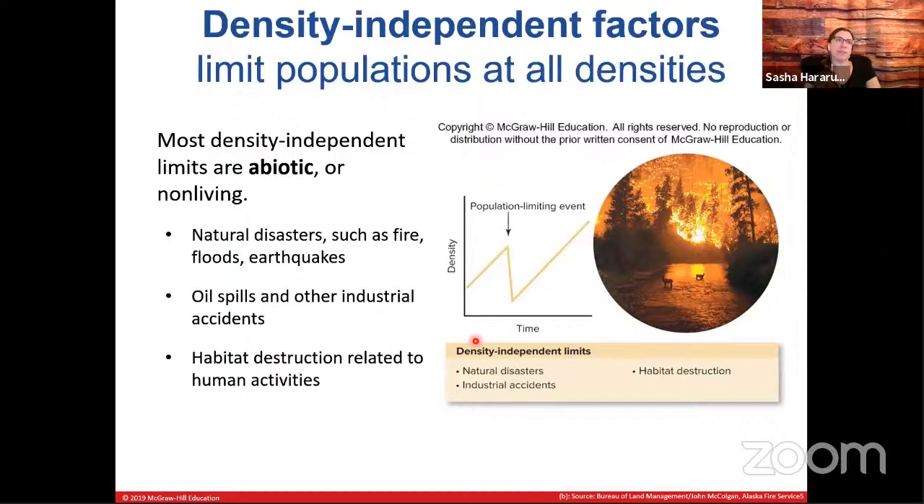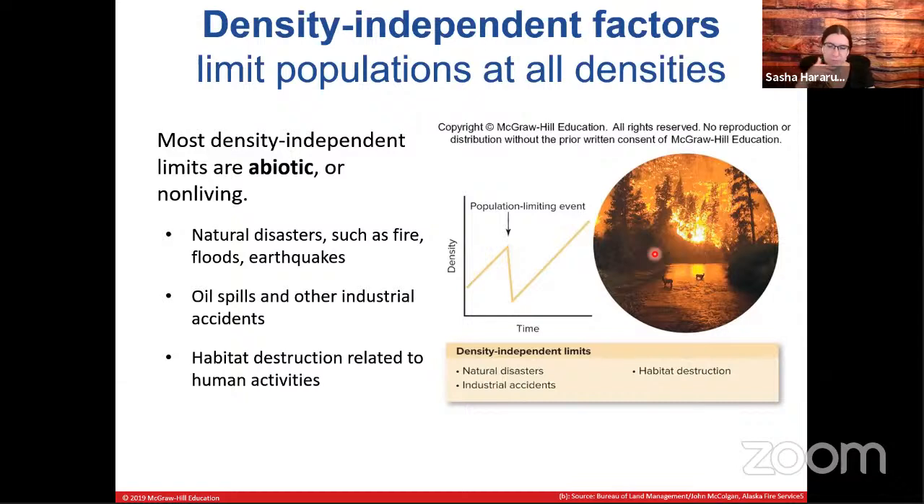Now, density independent factors limit population at all densities. They are usually abiotic, or caused by something non-living. One of the examples of density independent factors that affects population size is fire. In the event of fire, fire kills trees, it kills animals, and it doesn't care how dense the population of animals or trees was.